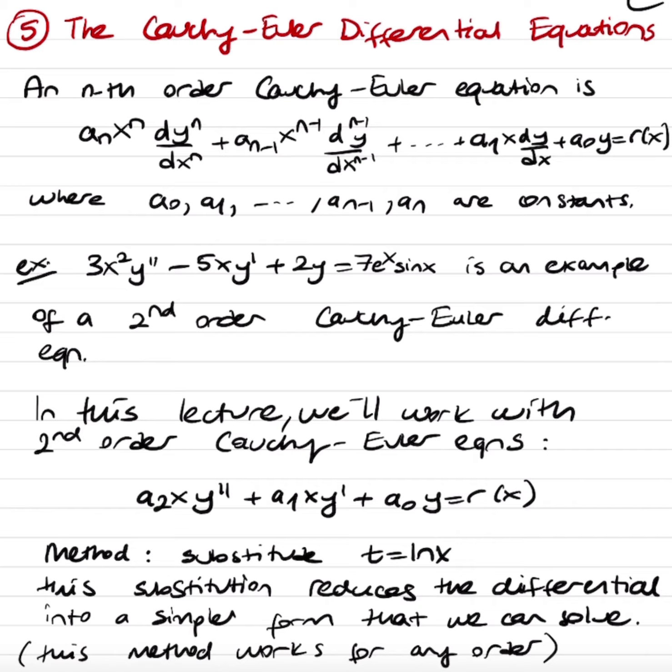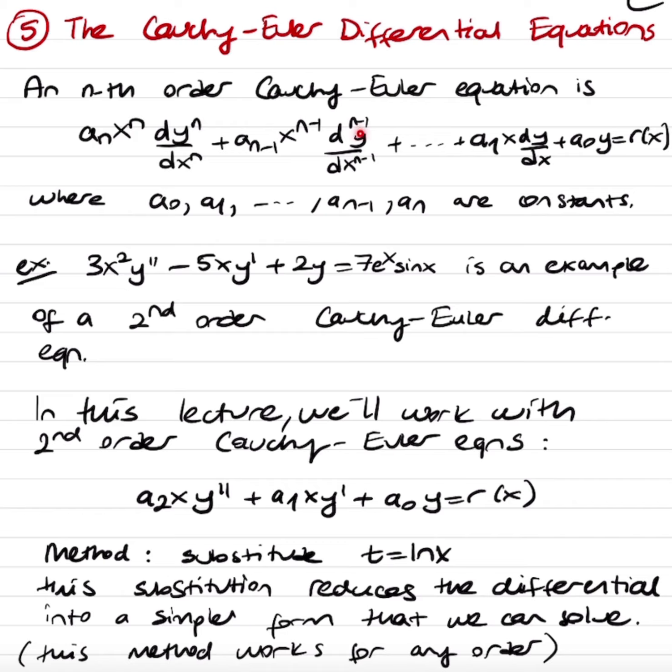Now we will study Cauchy-Euler differential equations. So the nth order Cauchy-Euler differential equation looks like this. So we have a_n x to the power n d^n y over dx^n. So we have the nth derivative. So we have x to the power n.